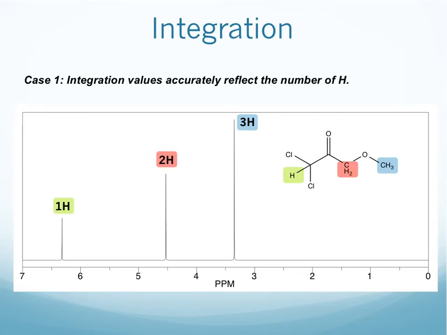The 1 hydrogen integration in green corresponds to this hydrogen right here. The 2 hydrogen integration in red corresponds to this CH2 signal, and then the 3 hydrogen integration in blue corresponds to the CH3.